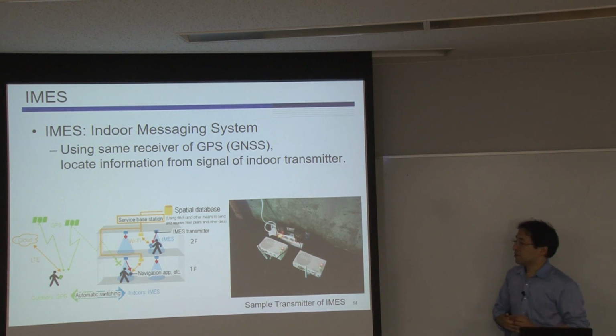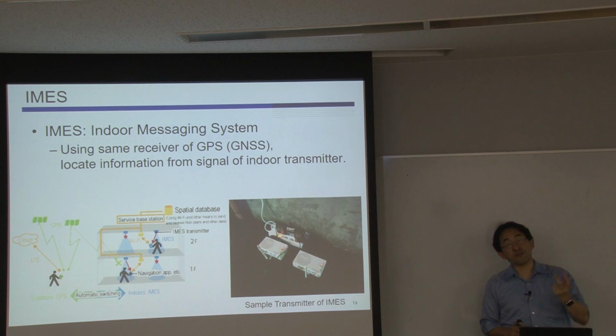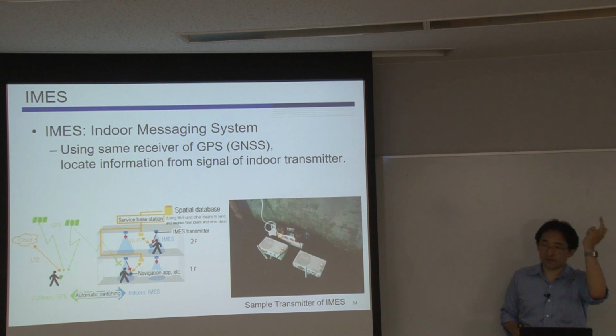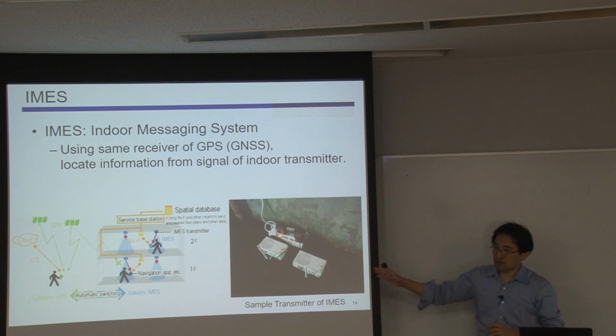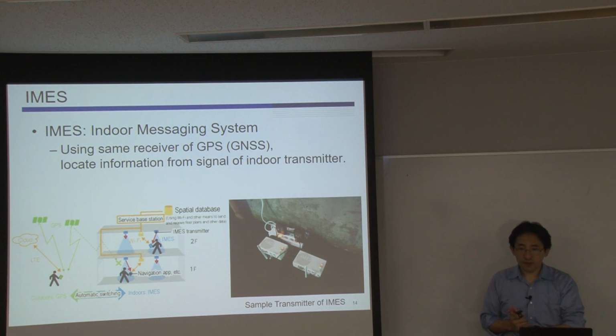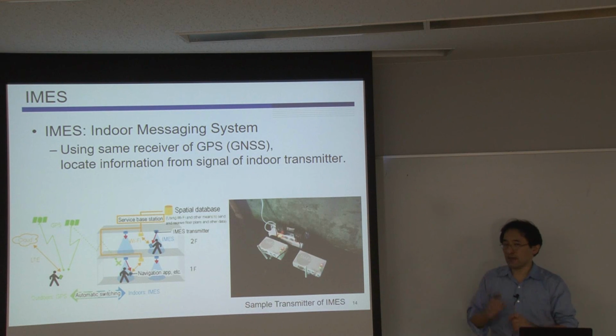Okay, so indoors, your smartphone can receive the signals from IMES, and then you can detect your location. However, with GPS, you estimate your location by using several GPS signals, maybe more than 4 satellite signals. Okay? But IMES, the indoor messaging system, has very weak power, so you can't receive several IMES messages. So you just get the one IMES. So IMES has just one ID.